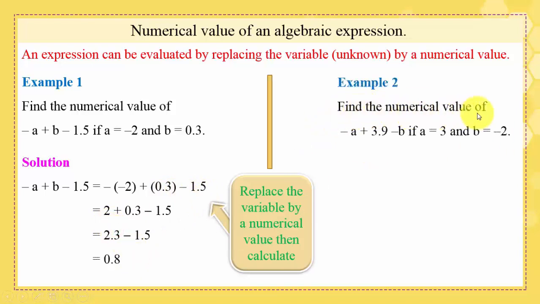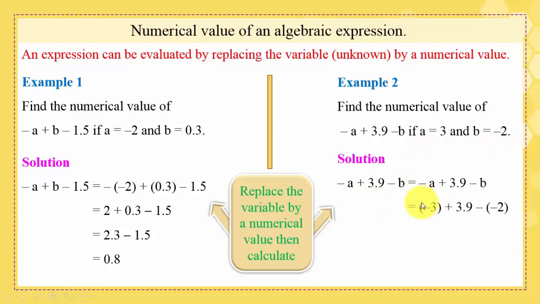Example 2, find the numerical value of minus a plus 3.9 minus b if a equals 3 and b equals minus 2. Solution. Look here. Minus a, minus 3, a is 3, plus 3.9 minus b, b is minus 2, so minus minus 2. We separate them by parentheses and then we calculate as we know.